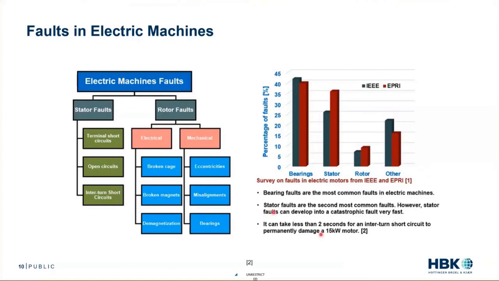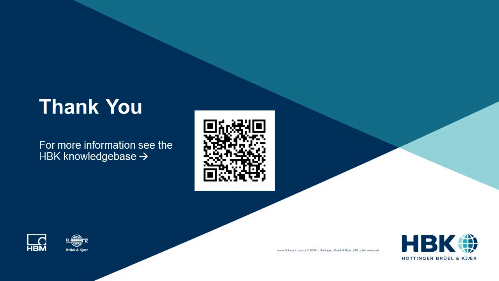And fun fact here, it can take less than 2 seconds for an inter-turn short to really permanently damage a machine. So these happen fast. If we can predict them earlier, there's a lot of value in understanding that, or understanding why it could happen very quickly, in 10 seconds from now, 20 seconds from now, 50 seconds from now.